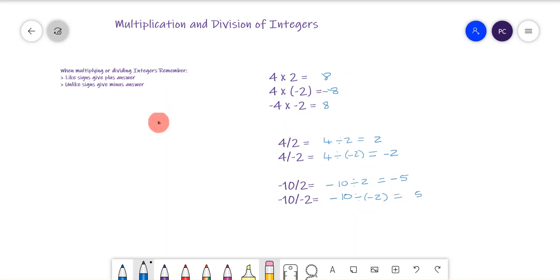So that's really it. Multiplication and division of integers. Again, this rule is very, very important.